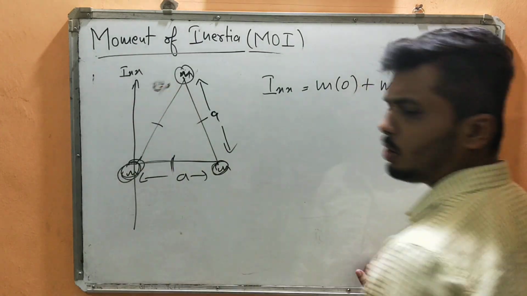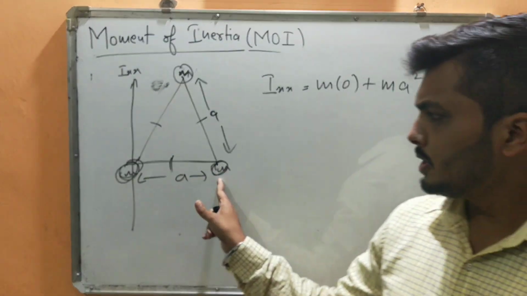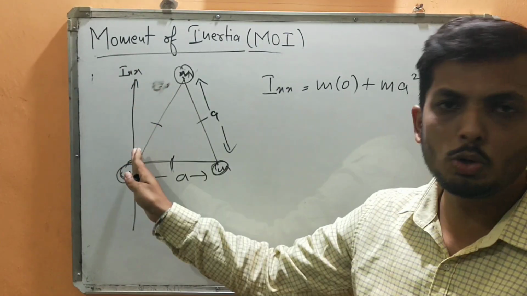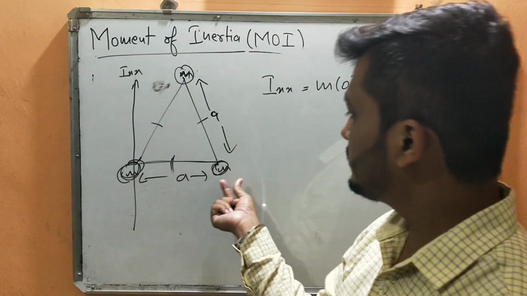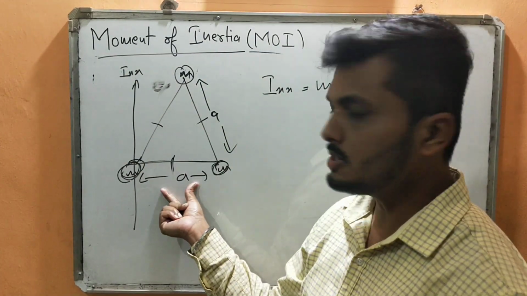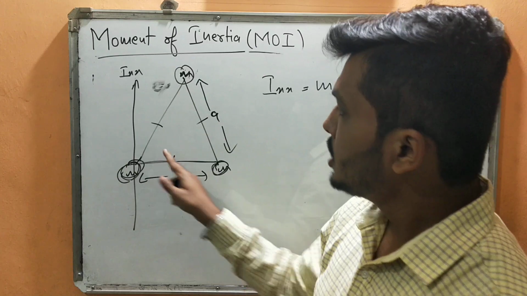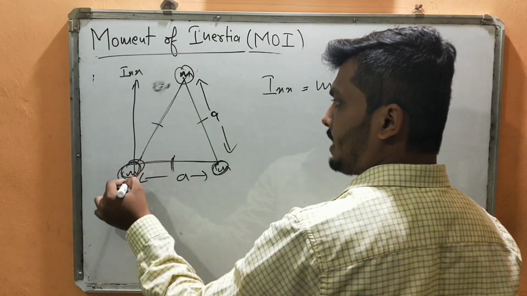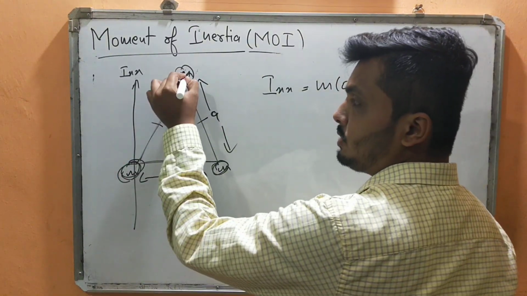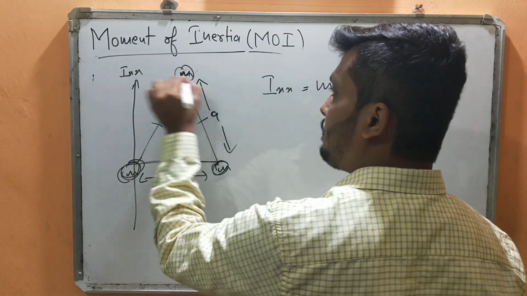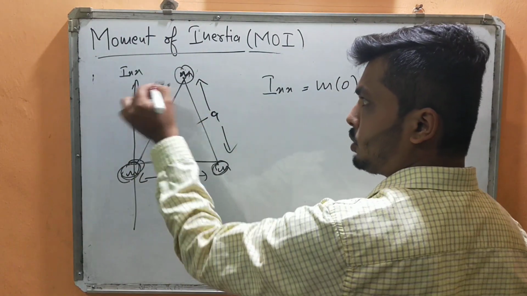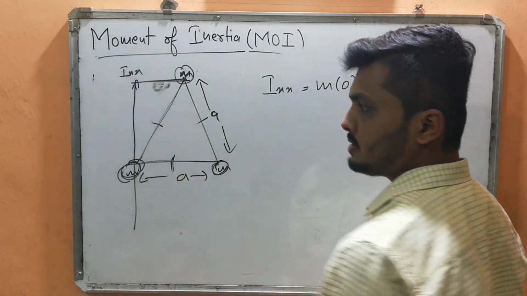Equilateral triangle, right? I did not tell you all sides are equal. So from this axis, you have to just see where the mass is kept. At distance A. Now this mass is here. So some of the students may take this as the distance A. No. What is the moment of inertia definition? It is the perpendicular distance from the axis of rotation. So this becomes the perpendicular distance, right?